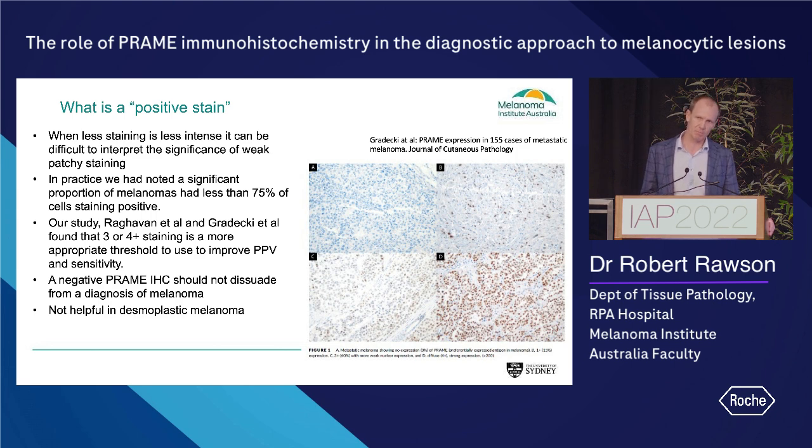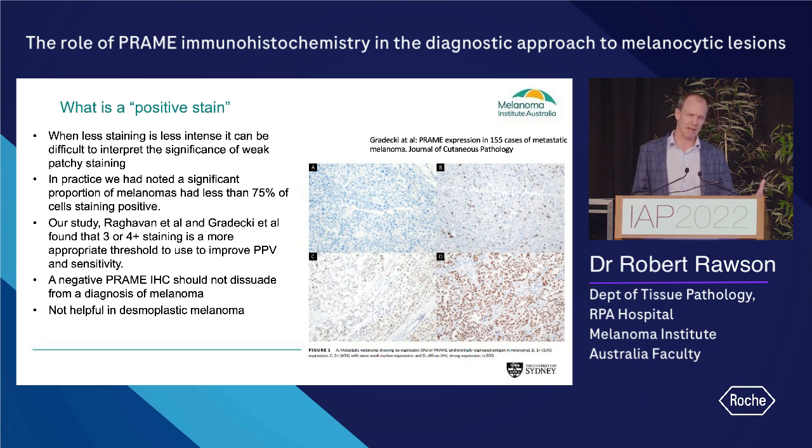But I come back to the point of what is a positive stain, and this is one of my biggest problems I face when interpreting PRAME. As I said, I can look at D and think, yes, that's positive. It's when something comes back like C that I'm uncertain of how to actually interpret that in the setting of looking at the lesion. And in my interpretation, I probably would have thought that was 3+.